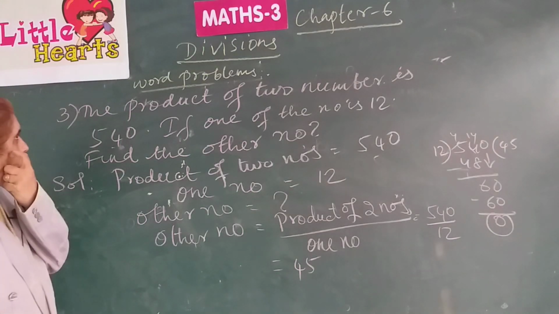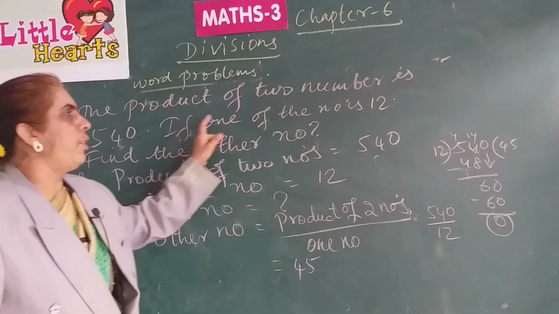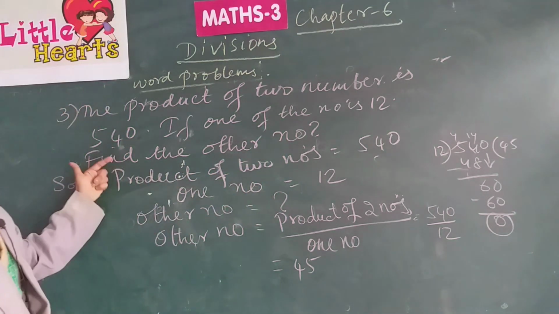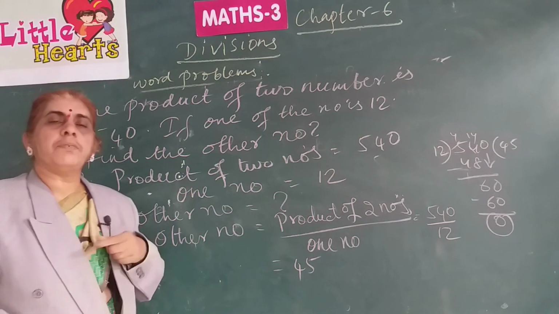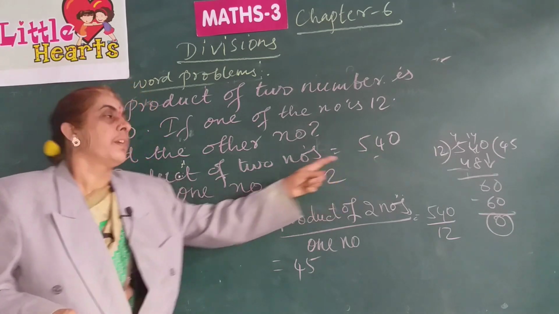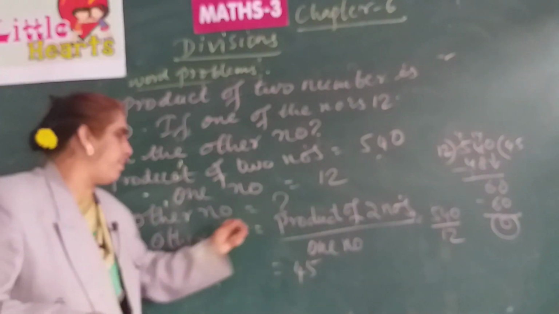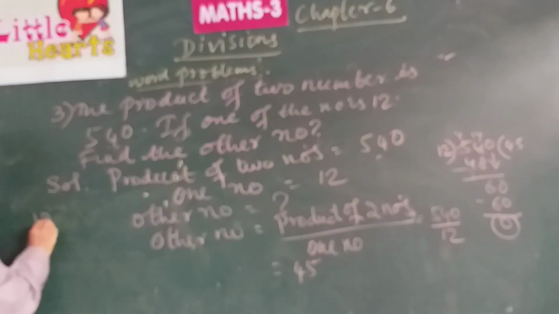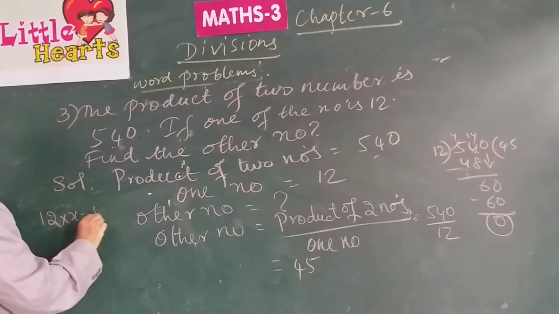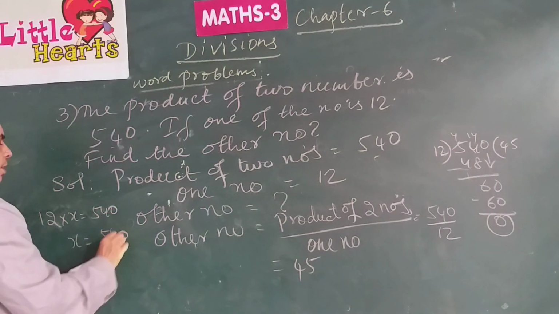Yes, children, here is another problem for you. The product of two numbers is 540, and if one of the numbers is 12, find the other number. Product means when two numbers are multiplied, the answer you get is 540. And one number is equal to 12. Find the other number. That is 12 into x is equal to 540. The other number x is equal to 540 by 12.